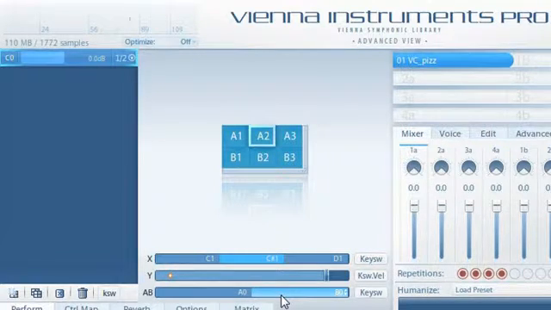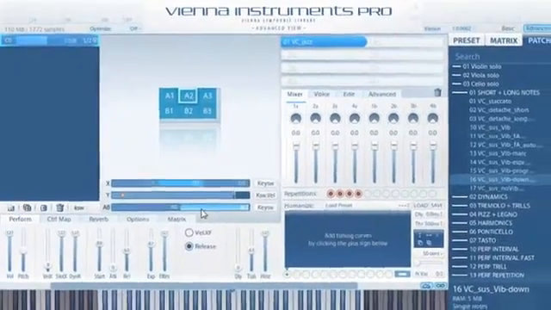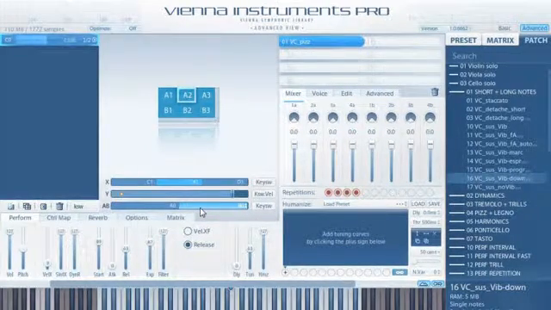The cool thing about this is that the actual play range doesn't have any velocity restrictions, so that you can make use of the full velocity range, as only the key switches are velocity dependent.